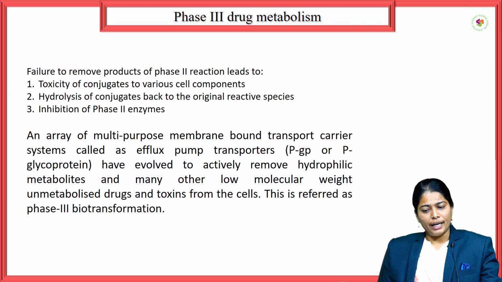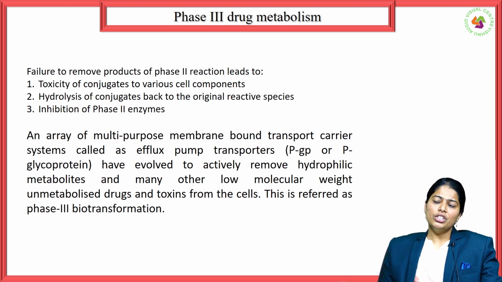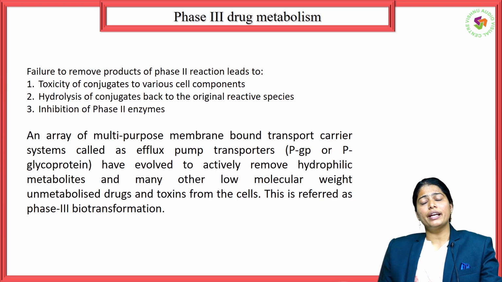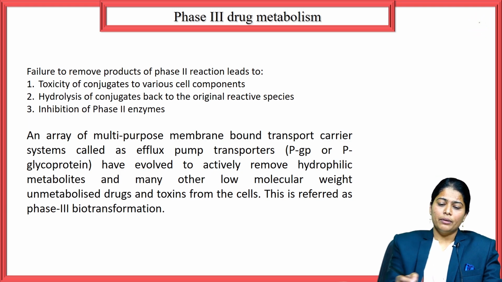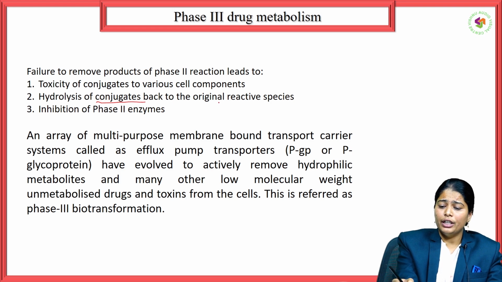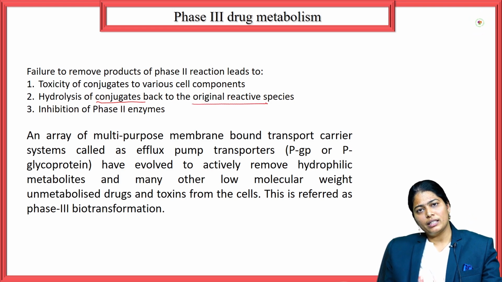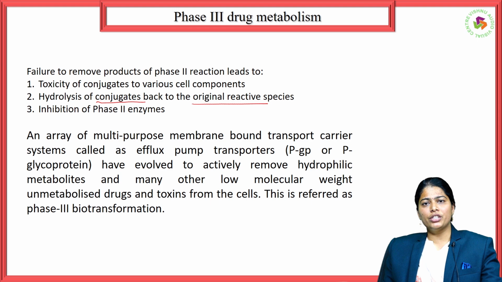If any component is reversible in a phase 2 reaction, for example the toxicity of conjugates to various cell components, that is, if in the conjugation reaction, glycine or glucuronic acid conjugation produces toxicity to the cell, then by using phase 3 metabolism the body can detoxify the components. And hydrolysis of conjugates back to the original reactive species means any component converted into a conjugate is reversibly converted into the original compound. This phase 3 metabolism blocks the conjugation reaction, which leads to detoxification of the compound.